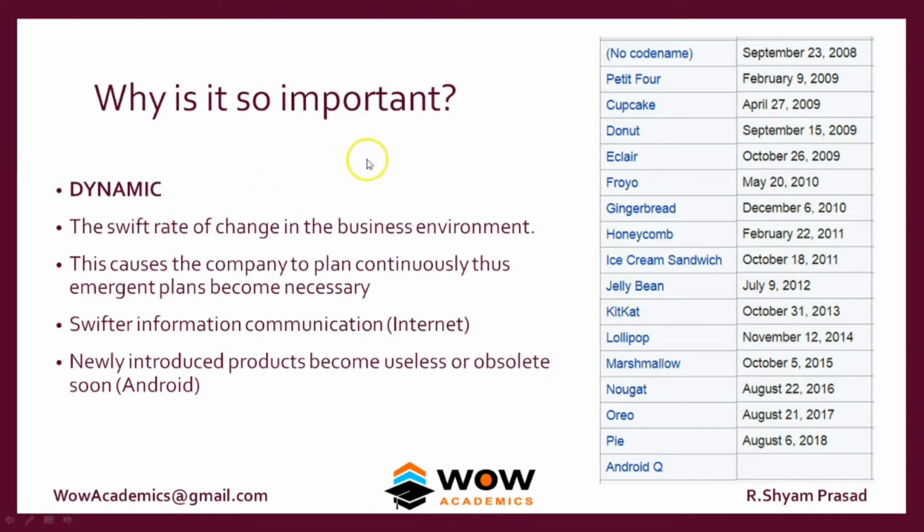For example, the changes in the Android OS. The Android OS has been changing once a year, or sometimes even twice a year. This kind of change has implications for app developers, for game developers, and also for smartphone manufacturers. So the swifter the change in the environment, the higher the impact on a company. The more stable the business environment is, the easier it is to conduct business.